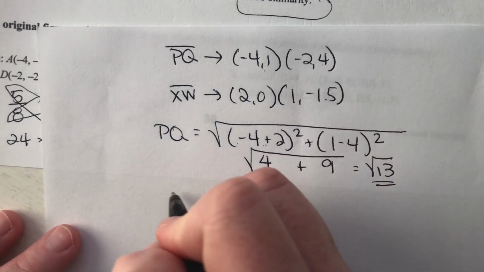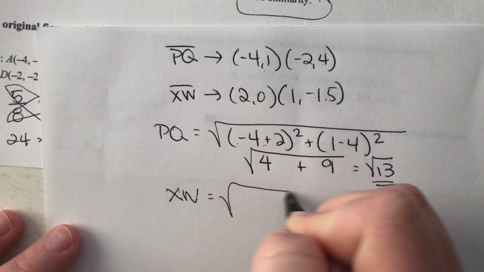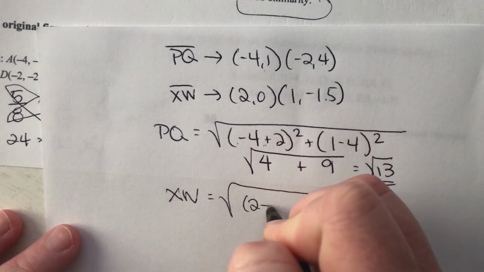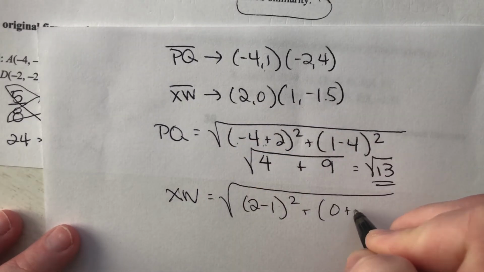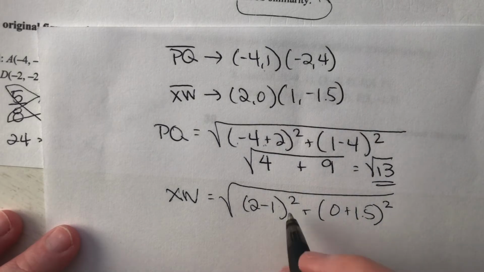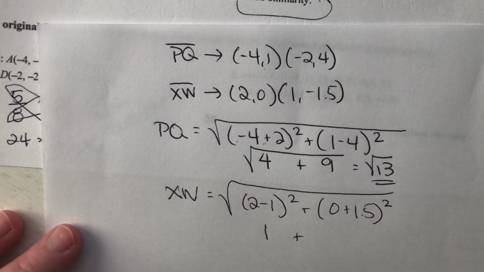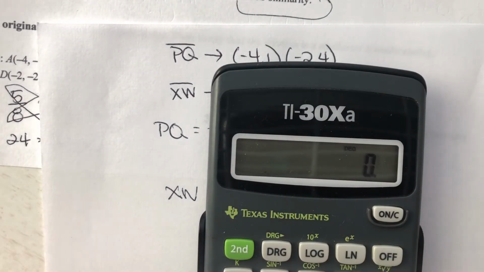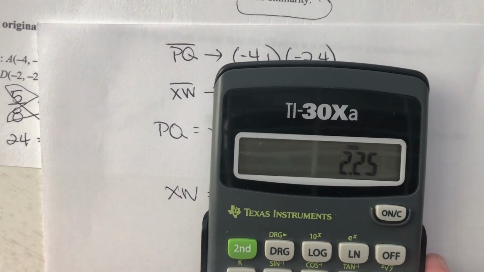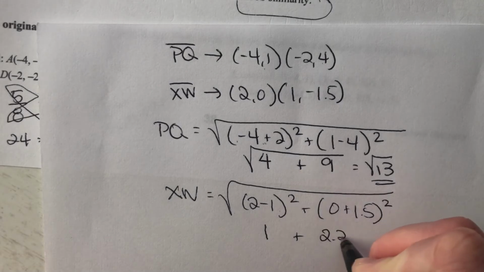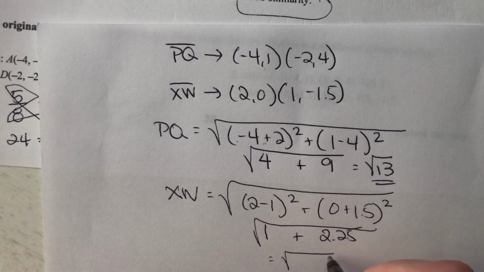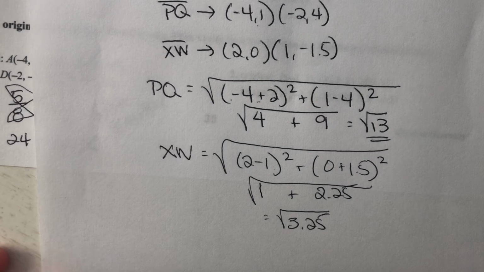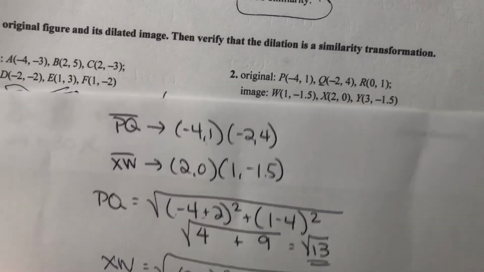And then for XW, the square root of (2 minus 1) squared plus (0 minus -1.5) squared. 1 squared is 1. 1.5 squared is 2.25. And then I added 1, so that is the square root of 3.25.